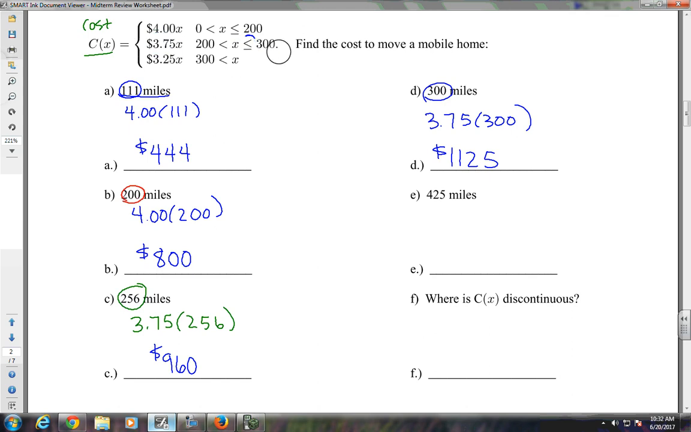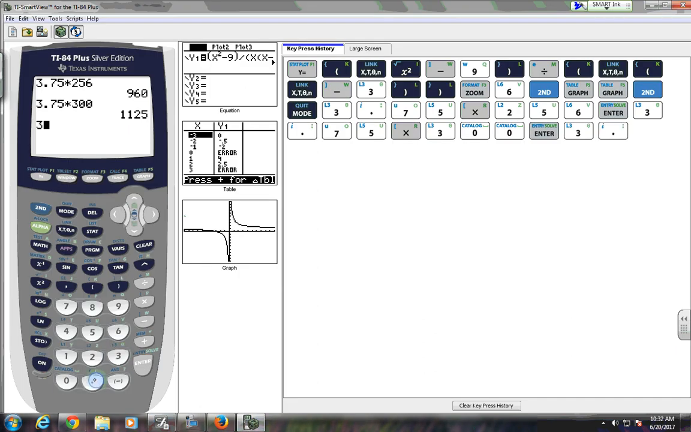425 miles is the next x value. Notice 425 is greater than 300, so I'm going to be using this last line. 3.25 times 425. Looks like the cost decreases the more miles that you go. 3.25 times 425 gives us a value of $1,381.25.